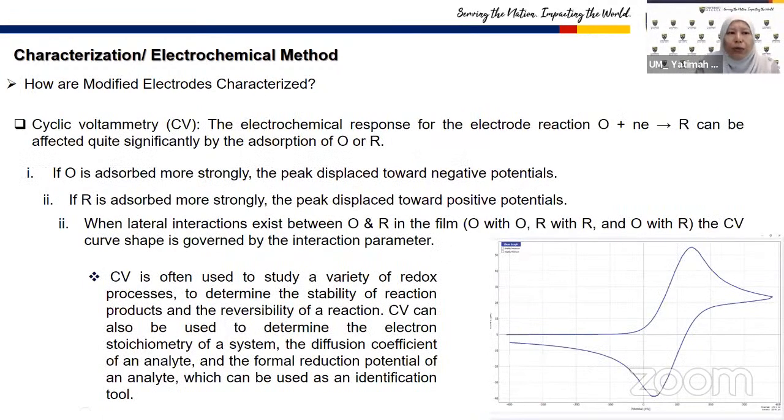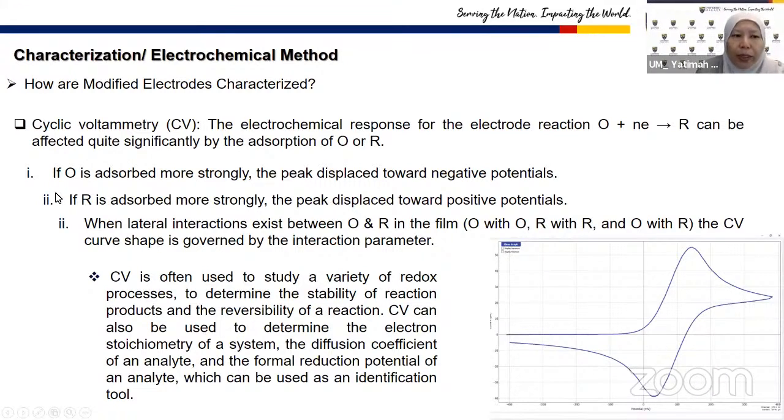Okay, let's look into more examples of cyclic voltammetry. So again, when you talk about cyclic voltammetry, we are looking into the electrochemical response for the electrode reaction. For example, you're looking into reduction, and then it can be affected quite significantly by adsorption of oxidized or reduced species. It depends. Sometimes the cyclic voltammogram shows a very nice reversible reaction, where in the forward scan you have oxidized species, and then when you reverse back, you go back to your reduced species, and then the reduced species is oxidized back again. So the oxidation reaction occurs. Okay, this is a reversible reaction.